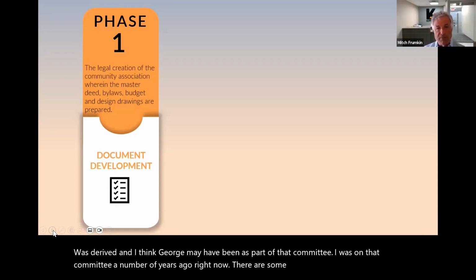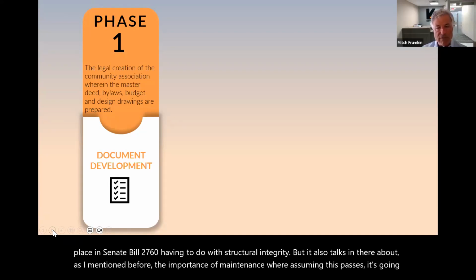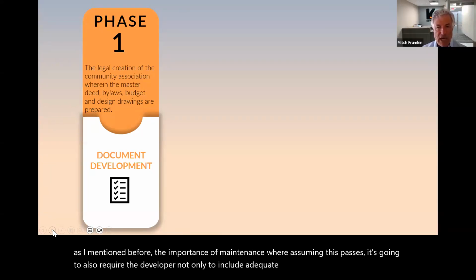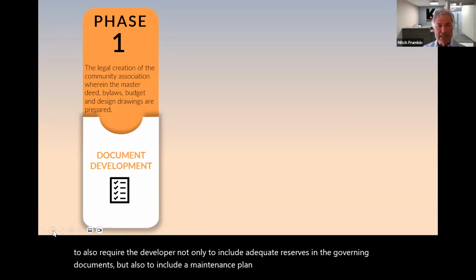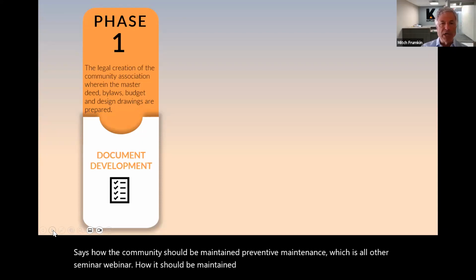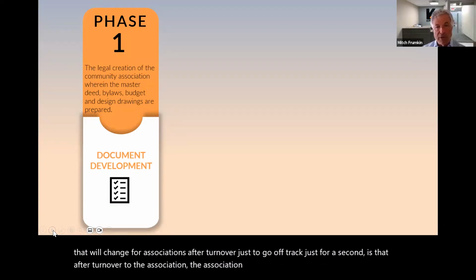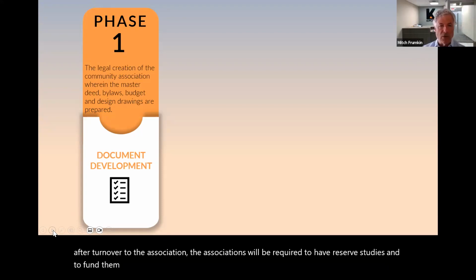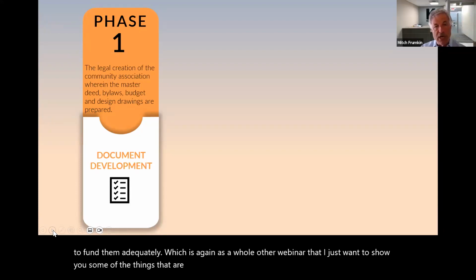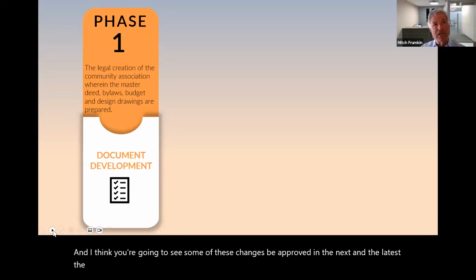Right now, there are some more changes taking place in Senate Bill 2760, having to do with structural integrity, but it also talks about, as I mentioned before, the importance of maintenance. Assuming this passes, it's going to require the developer not only to include adequate reserves in the governing documents, but also to include a maintenance plan. A maintenance plan that says how the community should be maintained, preventive maintenance, which is a whole other seminar or webinar, as well as the budget for it. So the other thing that will change for associations after turnover, just to go off track for a second, is that after turnover the associations will be required to have reserve studies and to fund them adequately, which is, again, a whole other webinar, but I just wanted to show you some of the things that are happening in real time right now. And I think you're going to see some of these changes approved in the next year at the latest. So that's phase one, the document development.